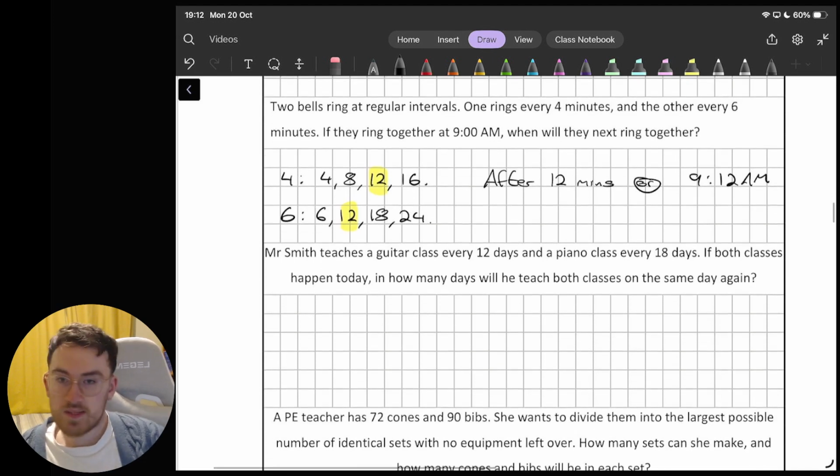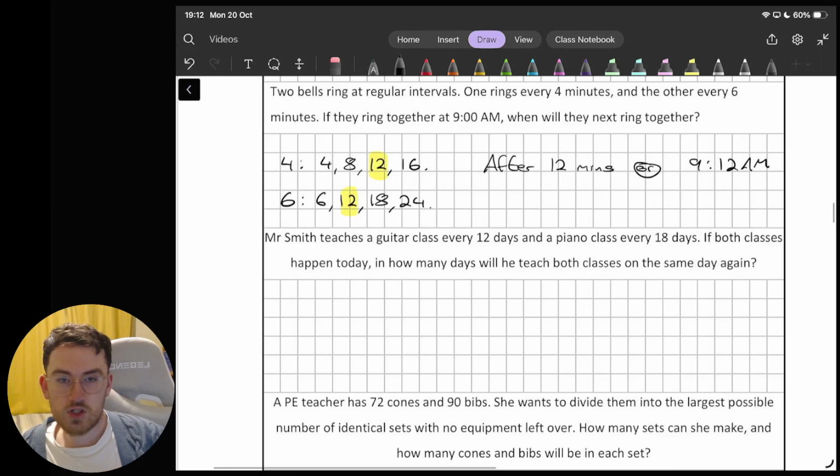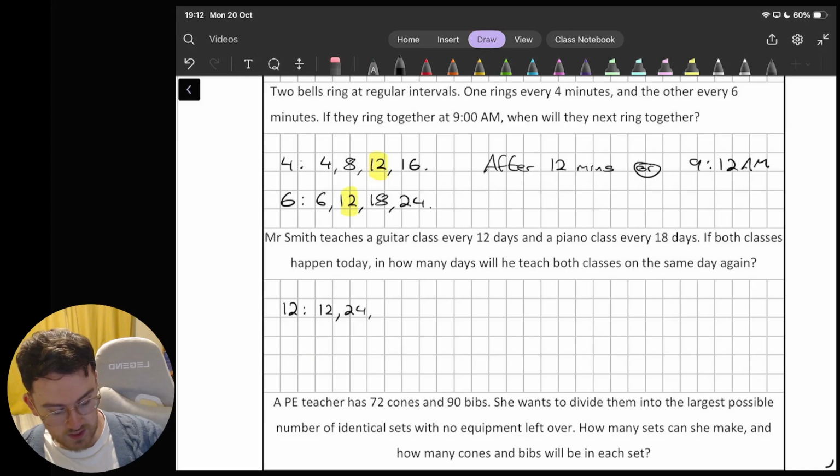The next question is similar again. Mr. Smith is teaching guitar every 12 days, piano every 18. He does both today. When will he next do both? Same idea again. We're looking for the lowest common multiple of each of these. We're looking for when they next coincide. 12, 24, 36. Same with 18: 36, 54, and we can see straight away that it's 36.